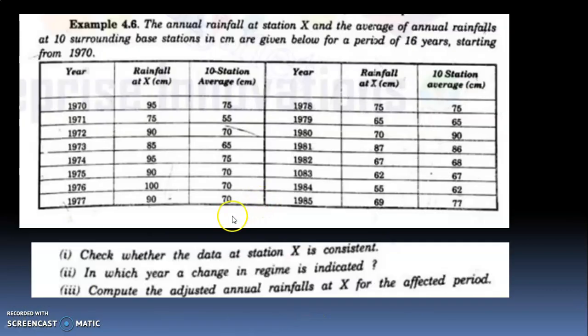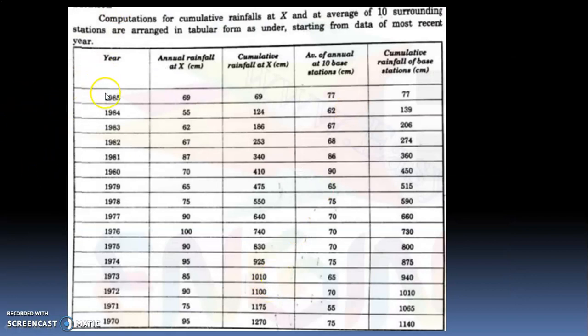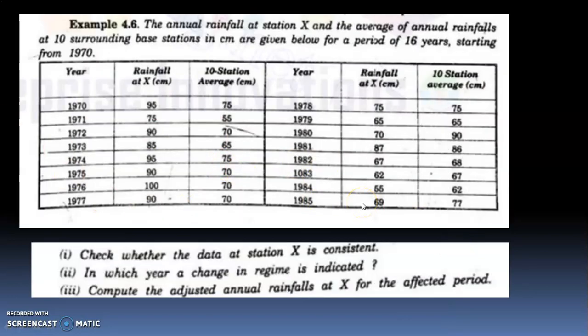Let us see one example. The annual rainfall at station X and the average of annual rainfalls at 10 surrounding base stations in centimeters are given below for a period of 16 years starting from 1970. Check whether the data at station X is consistent, and in which year a change in regime is needed. Compute the adjusted annual rainfalls at X for the affected period. This is the given problem. I have told you to write from the recent to the past. Here it starts from the year 1970, and this is the rainfall, and this is the 10-station average. Next, it starts from 1970 and 1985.